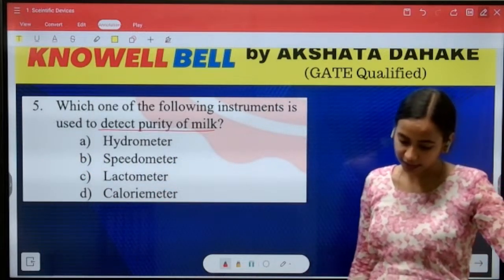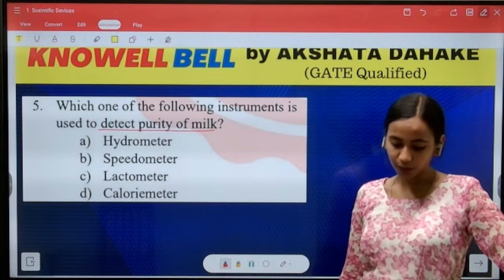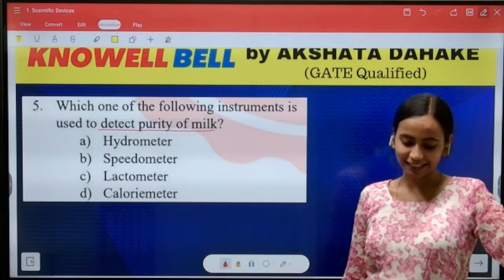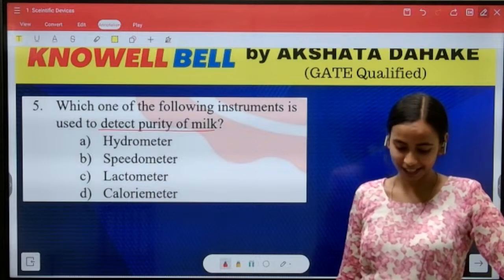How will we discuss the purity of milk? You don't know thermal scanner? Okay, in the next class I will be showing you a picture of thermal scanner.